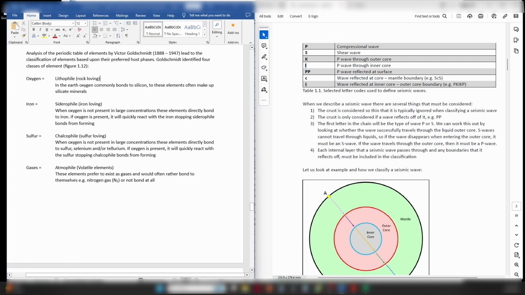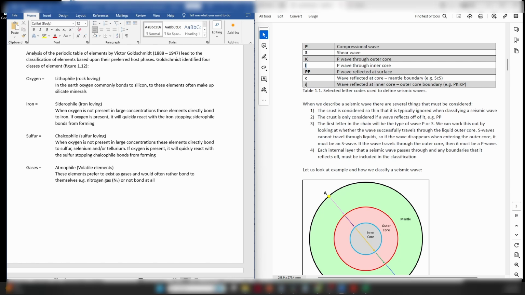Okay, so Goldschmidt split up the periodic table into these 4 distinct groups based on how they interact with different elements. So why is that important? Well, think about it. We know that the Earth's early magma ocean differentiated into distinct layers. So we have this core, which is very iron-rich. We have this mantle, which is silicate-rich, but it's also quite oxygen-poor. And then we have this oceanic crust and continental crust, which are comparatively oxygen-rich compared to the mantle and the core.